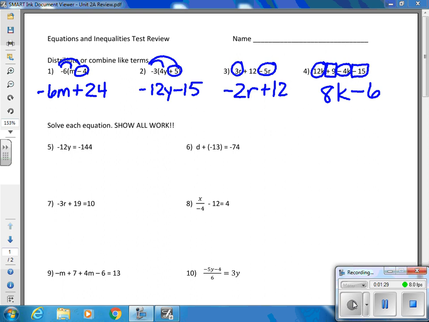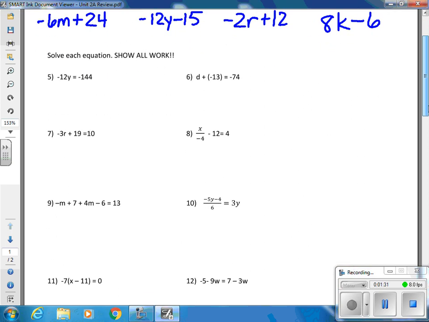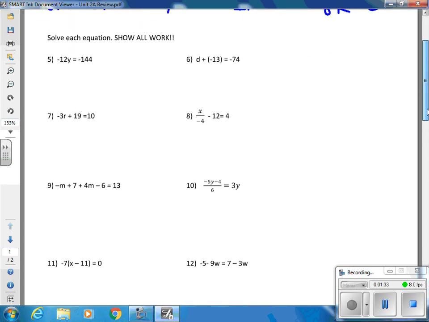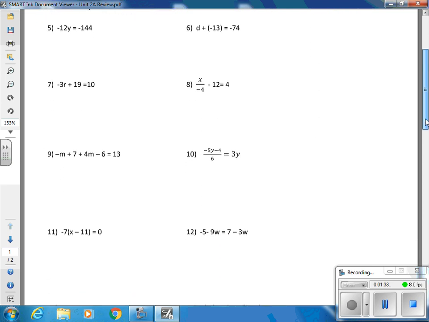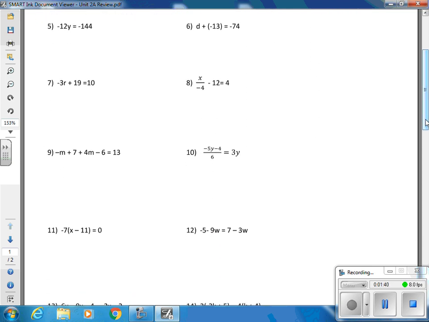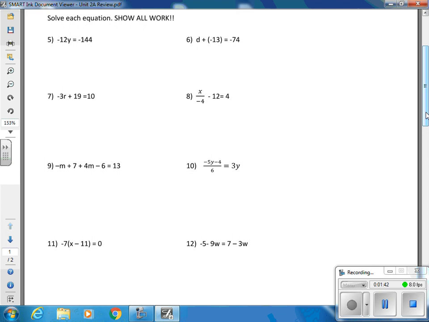Okay. For 5 through 14, you're going to notice that they're all different kinds of equations. We want to pay careful attention to the steps that you're showing and the work that you're providing. You will start off one step and progress to longer and more difficult questions.